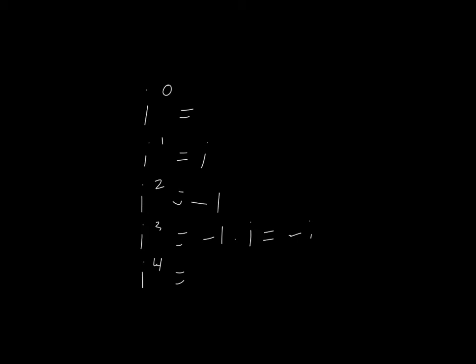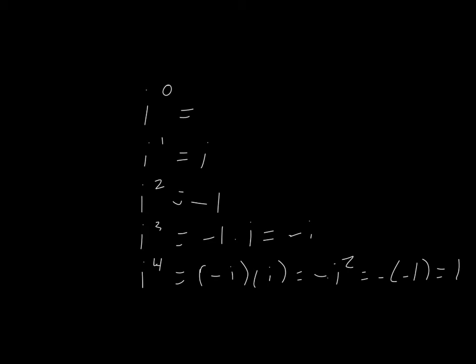Now, to go to the fourth power, I take that previous result, -i, and multiply it by i also. -i times i is -i squared. Well, that's the same thing as -(-1), which is the same thing as +1.